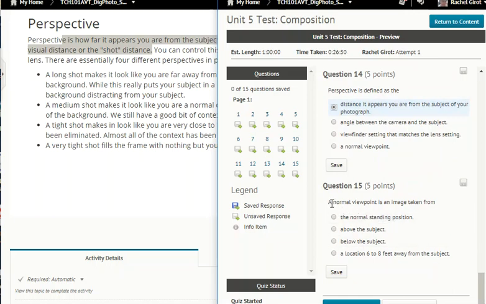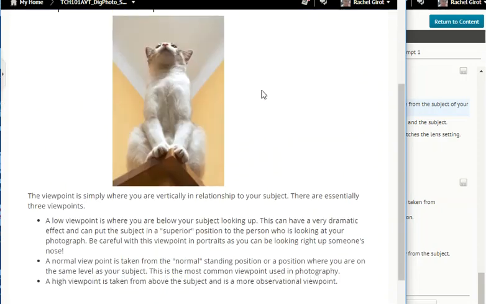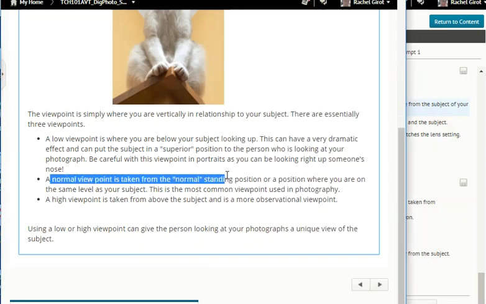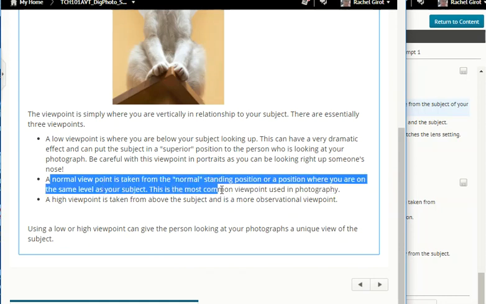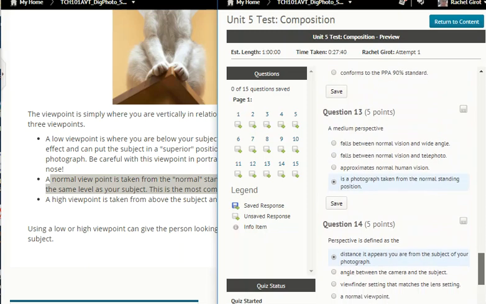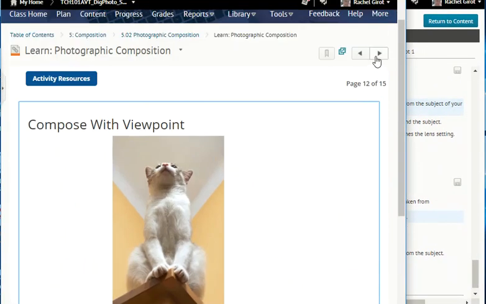And finally, question 15. A normal viewpoint is an image taken from the normal standing position, above the subject, below the subject, a location 6 to 8 feet away from your subject. A normal viewpoint, is that what they're referring to? A normal viewpoint, here we go, is taken from the normal standing position or a position where you are on the same level as your subject. Okay, so that means you're not above or below your subject. You're on the same level as your subject. Perfect. All right, well, hopefully you got all of those correct, and you'll go ahead and save your answers and then submit your answers. And let's see if there's anything else.